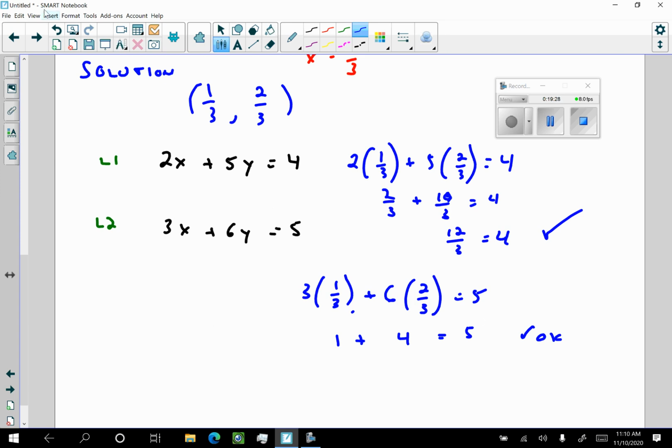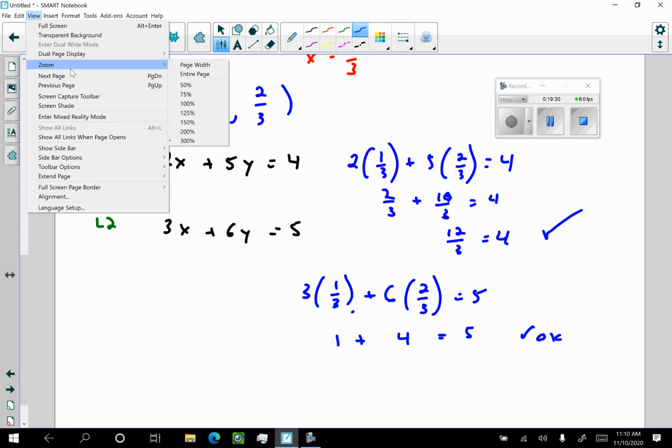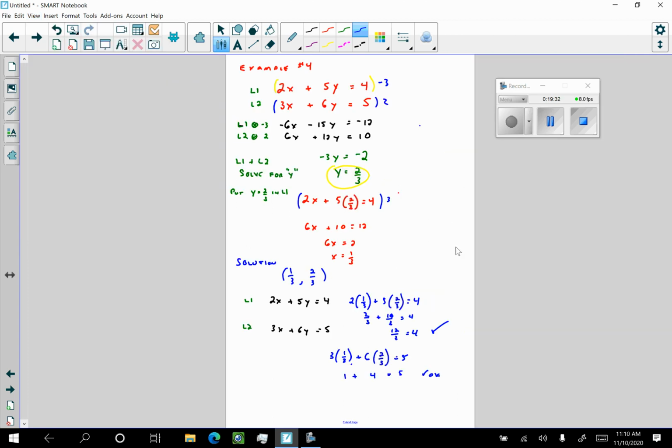And so what I'm going to do here is zoom out to the entire page. And now you can take a picture of that because we're approaching 20 minutes and I'm going to end the video. And so this is solving systems via the elimination method, video number 2.